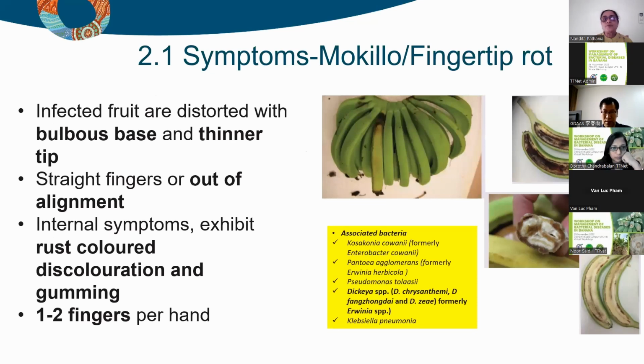Symptoms of Mochilo. Mochilo is termed so because the symptoms look like Moko disease. That's why it is called Mochilo or fingertip rot. The infected fruit from this disease has a bulbous base with a thinner tip, and the fingers are often straight and align out of the bunch. The internal fruit shows a reddish discoloration, often confined to 1 to 2 fingers per hand.